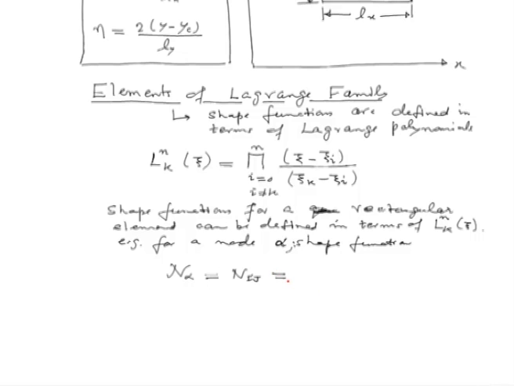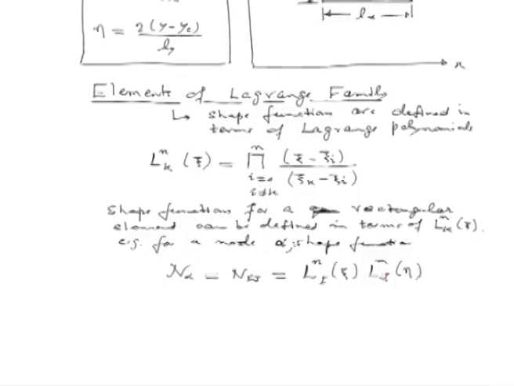And now this N_IJ, in fact, is expressed in terms of these Lagrange polynomials N_I(xi) L_J(eta), where this n and m would tell us how many divisions we have got in that particular direction. To put it more clearly, let us define linear elements.